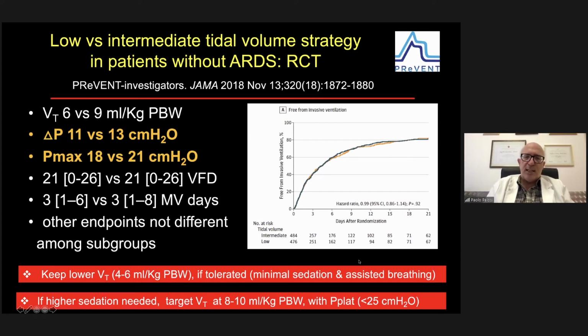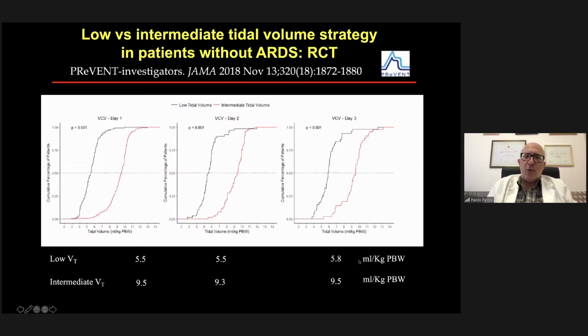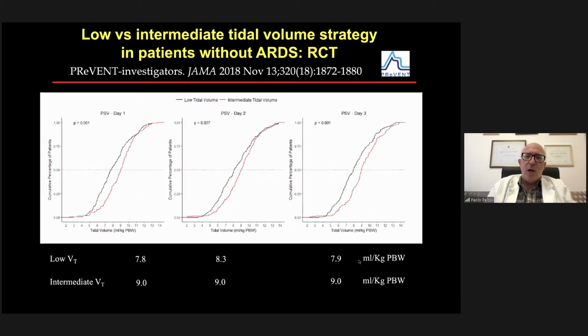But if higher sedation is needed, a target tidal volume at 8 to 10 milliliters per kilogram predicted body weight, pending a plateau pressure below 25 centimeters of water, should be considered. And of course, if we ventilate in volume control, this is much easier to obtain. You see here that it's much easier to have a differentiation between low and high tidal volume, which is more difficult when we are moving towards pressure support or assisted ventilation. So lower tidal volume is more difficult to be maintained in assisted ventilation, but again, if we need a higher amount of sedation, we can keep it up to 10 milliliters per kilogram, at least in patients without RDS.